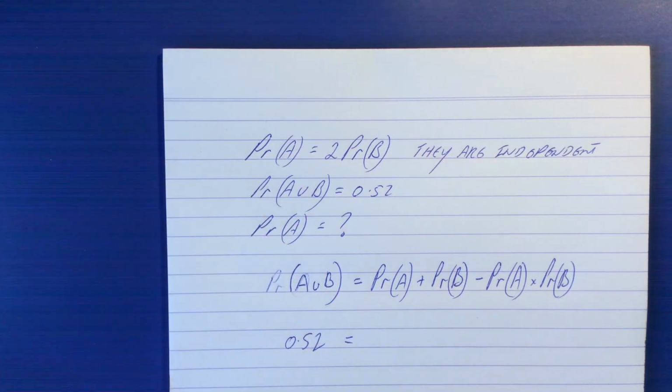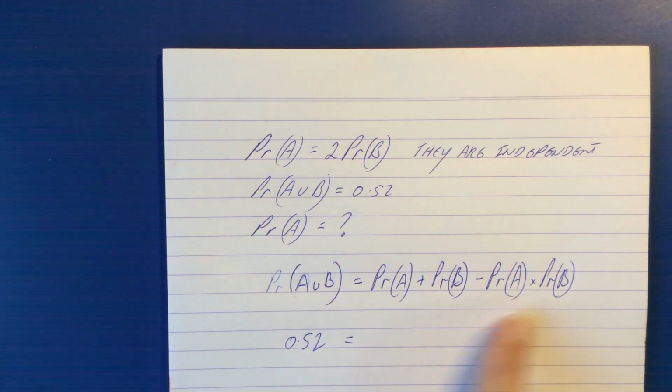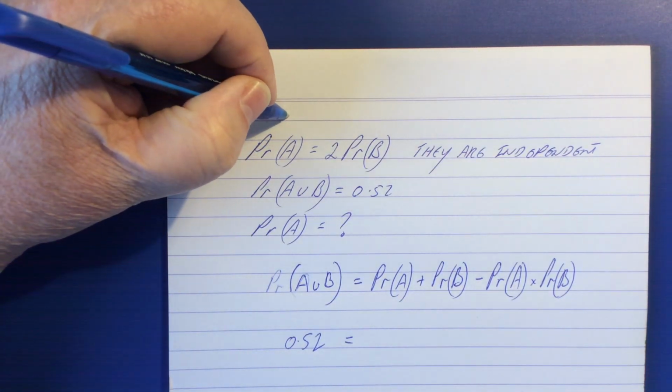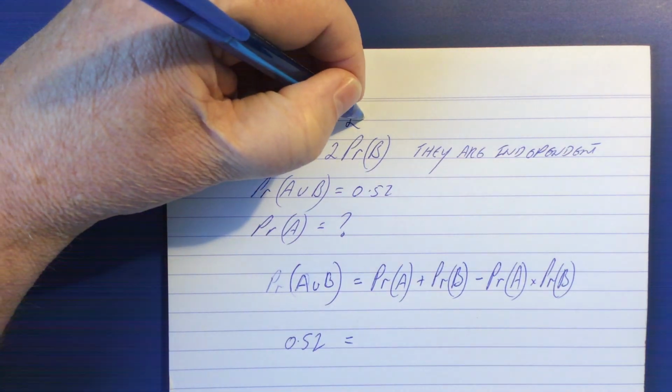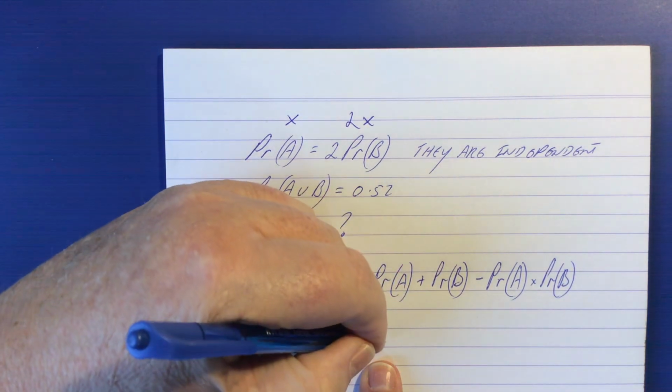So, the probability of A union B equals all of this, and the probability of A union B is 0.52. Now, what I'm going to do is go up to the top here, and I'm going to call this X, and I'm going to call this 2X. So what that allows me to do is to write the following.